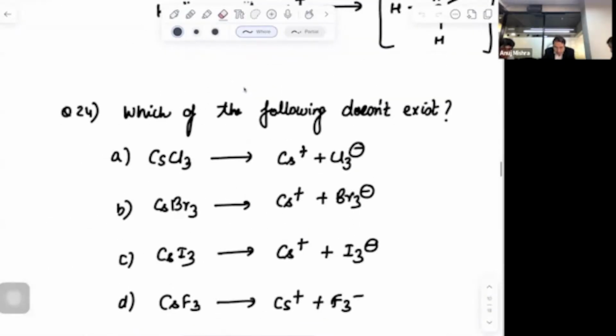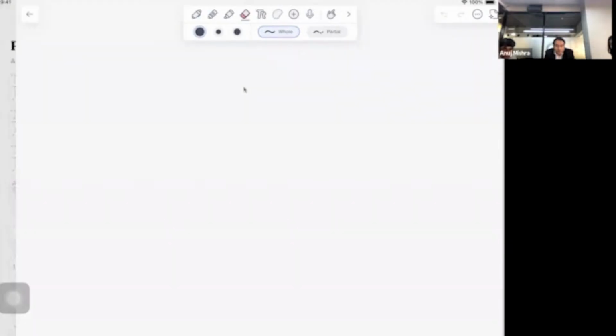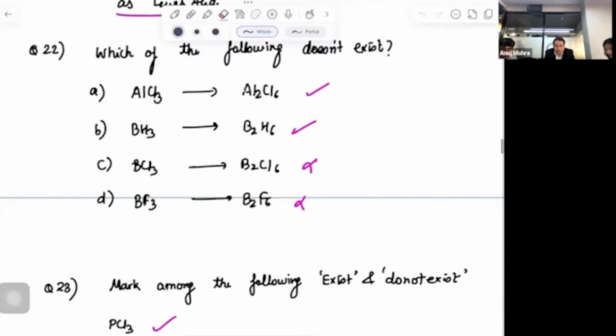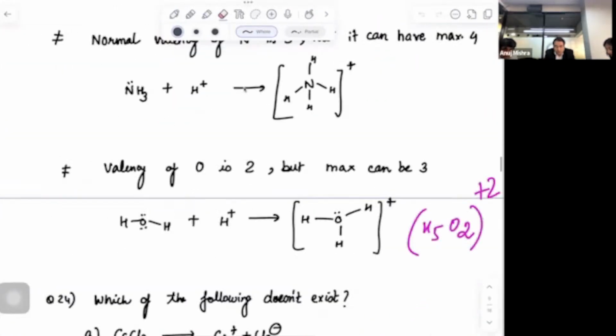This is a good question. Which of the following does not exist? CsI3, CsCl3. So you just observe, I3 minus you've seen, right? I3 minus exists. That means correspondingly Cs plus and I3 minus will form CsI3. So C can exist, right? So C cannot be the answer. Like that you have to rule out other cases.